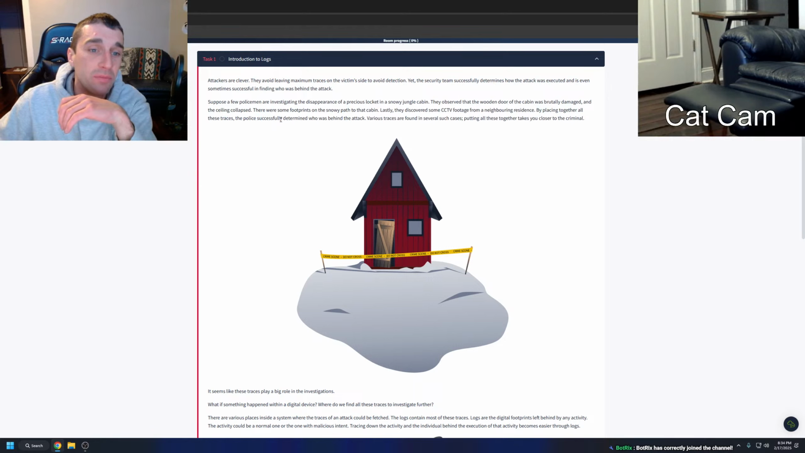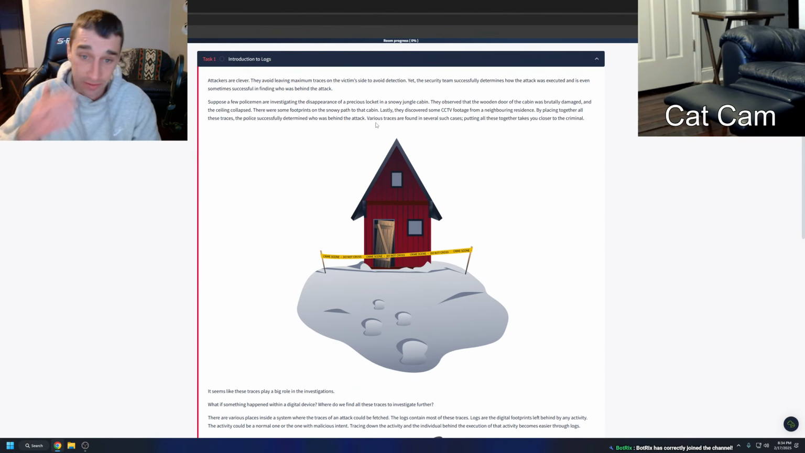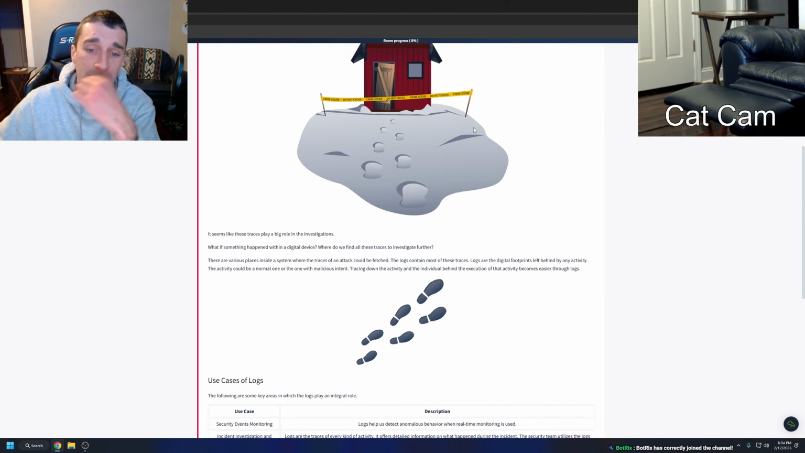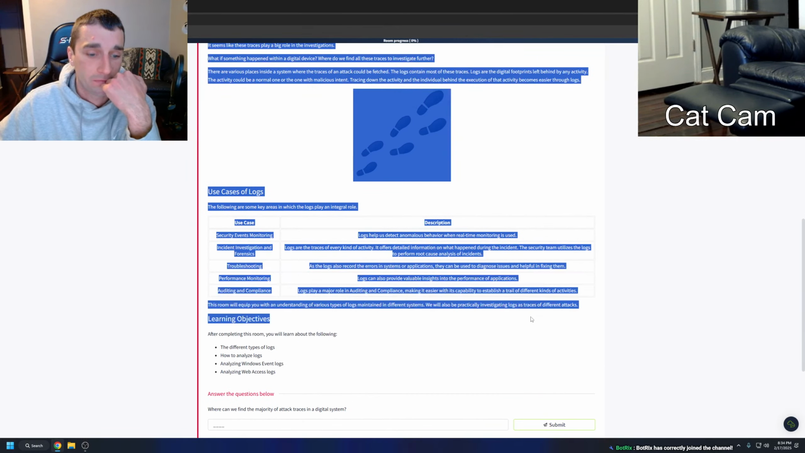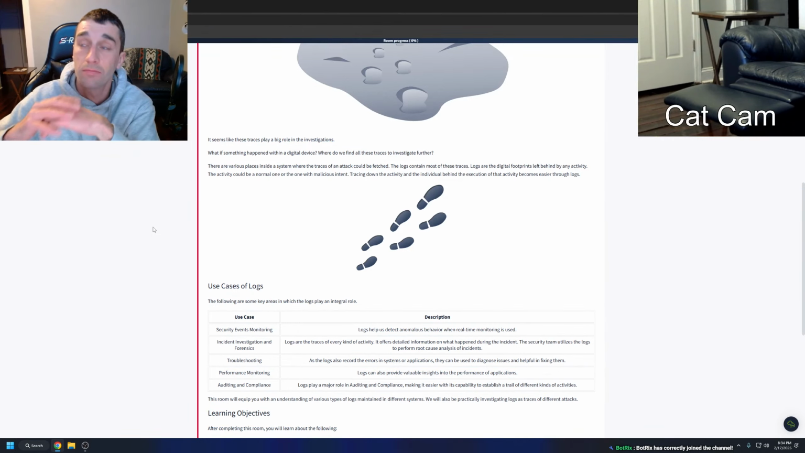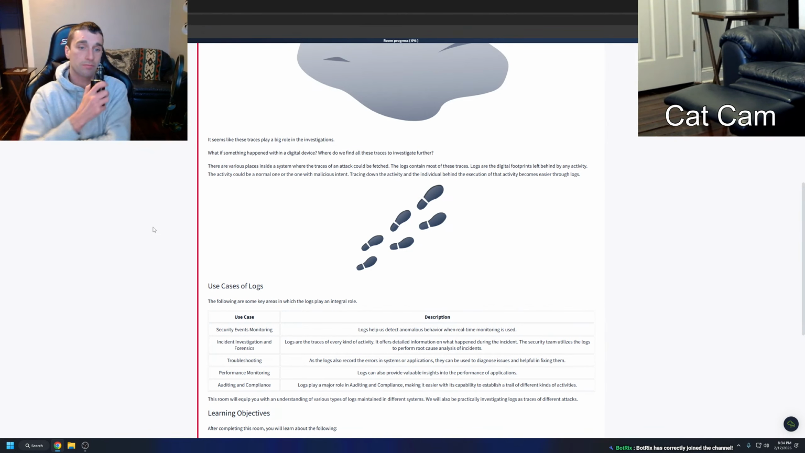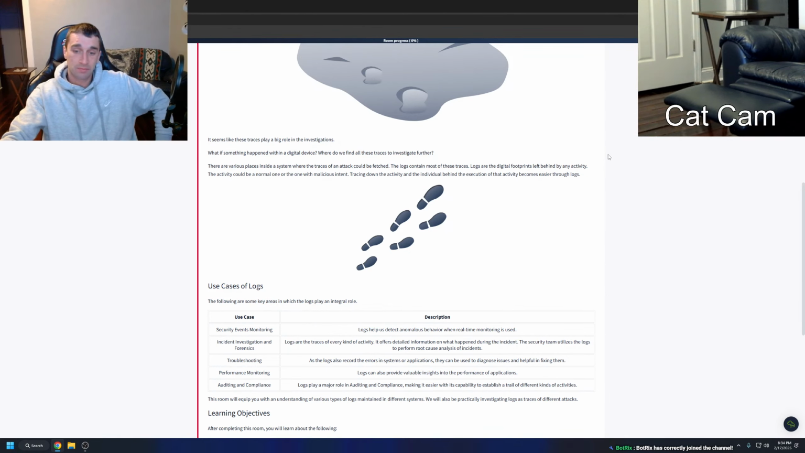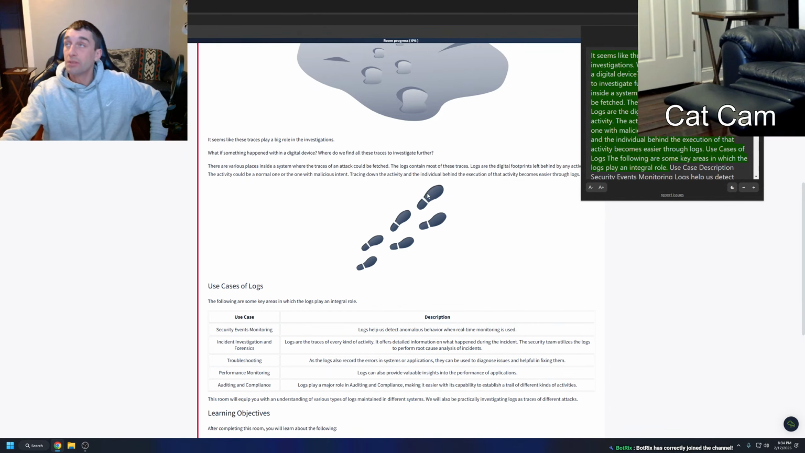Placing together all these traces, the police successfully determined who was behind the attack. Various traces are found in several such cases. Putting all these together takes you closer to the criminal. It seems like these traces play a big role in the investigations. What if something happened within a digital device? Where do we find all these traces to investigate further? There are various places inside a system where the traces of an attack could be fetched. The logs contain most of these traces. Logs are the digital footprints.